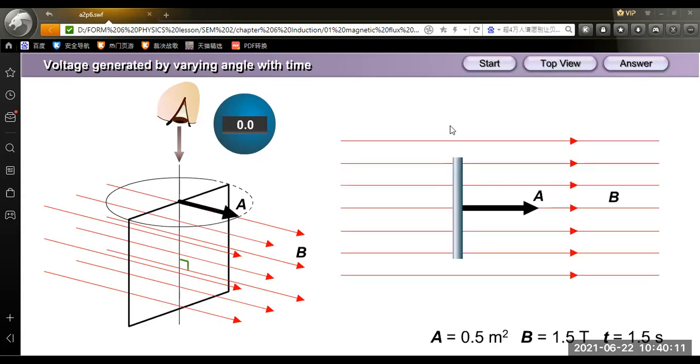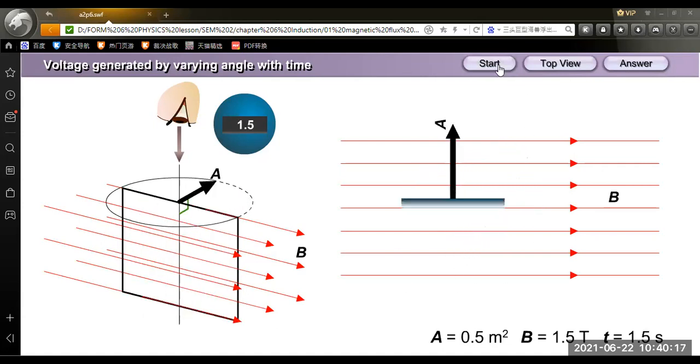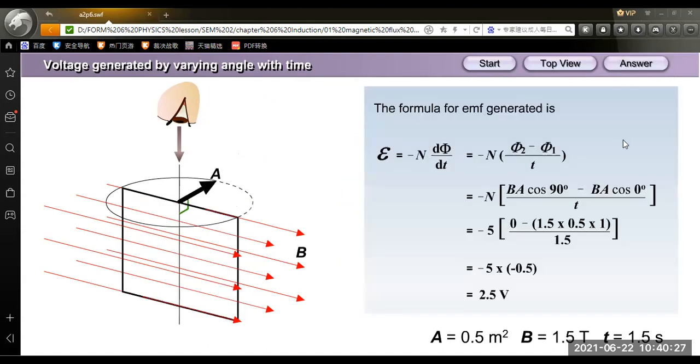Okay, so how about from the top view? Initially it is like that, and then it turns 90 degrees. So, ladies and gentlemen, how is the change? EMF is equal to negative N, the change of the magnetic flux over dt. Initially it's BA cos 90, right? Because it is parallel. After that, the final will be BA cos 0. Initially BA cos 90, final BA cos 0.